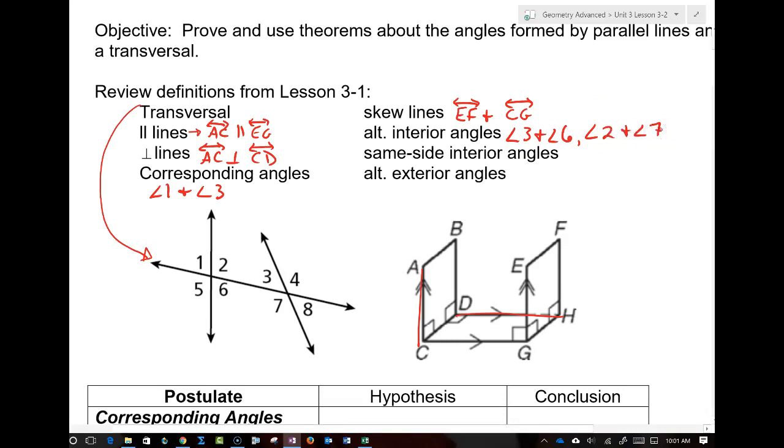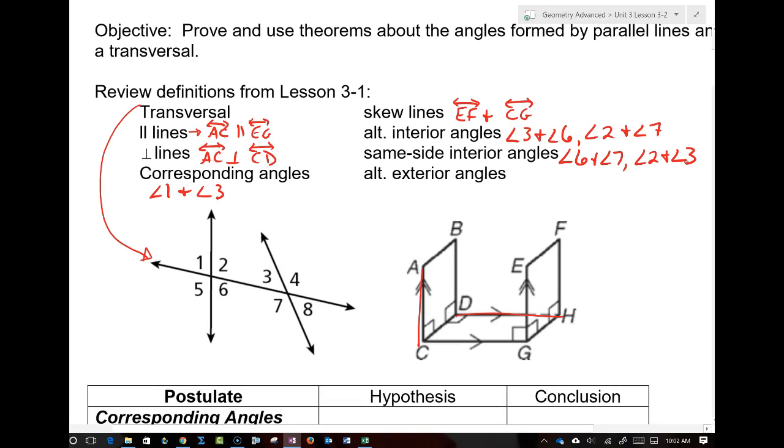Awesomeness. I need a pair of same side interior angles on the diagram to the left. So same side. Evan. Angle 6 and angle 7. All right, angle 6 and angle 7. What's our other ones, guys? Yep, angle 2 and angle 3.